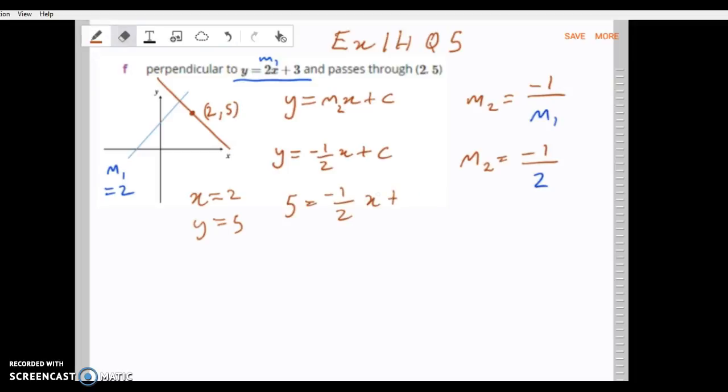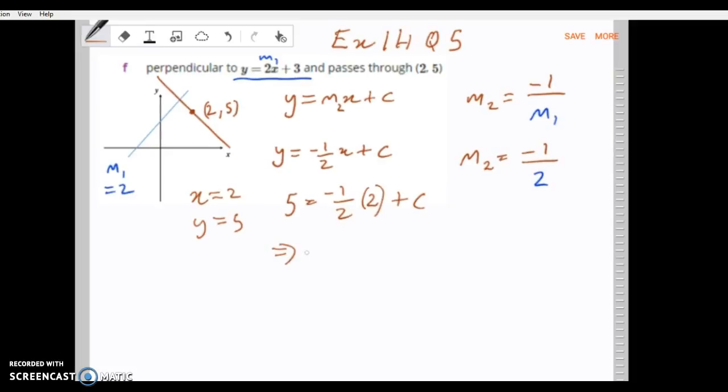Oops, that's not right. Fix that up. x is 2, isn't it? -1/2 by 2 plus c. There we go, that's better. Okay, so multiplying this out, -1/2 by 2 is, beg your pardon, is -1. So this means 5 equals -1 plus c.